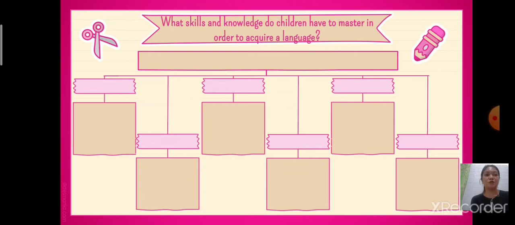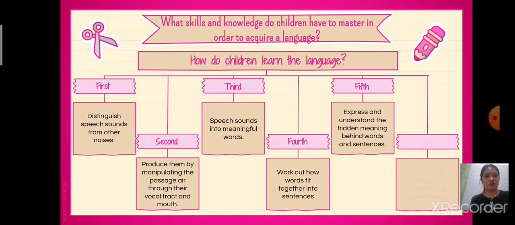So there is this question: what skills and knowledge do children have to master in order to acquire a language? How do the children really learn the language? So we have here the 6 steps. Obviously there is the child's brain, which is also known as the tabula rasa, where the child doesn't have any knowledge about everything. So first, they're just going to distinguish sounds, then differentiate the sounds from their mothers and the sounds from their surroundings.